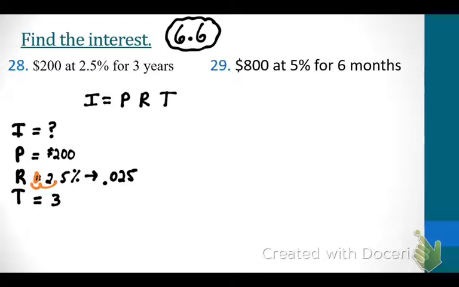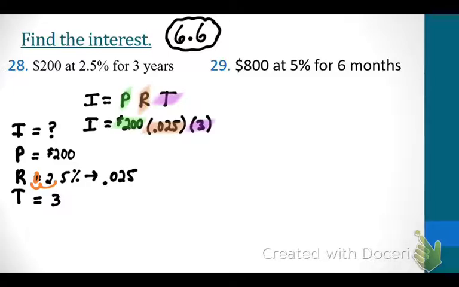All right, do we know our I? No, so I'm going to just keep it as an I. Do we know the P? Yes. What is the P? $200. Notice all I'm doing is just plugging in for those letters. Do we know the R? Yes. What's the R? 0.025. Okay, very good. Thank you for telling it to me as a decimal. When we plug it in, you always want it to be a decimal. And finally, do we know the time? Yes. 3 years. Okay, so plug that in times 3.